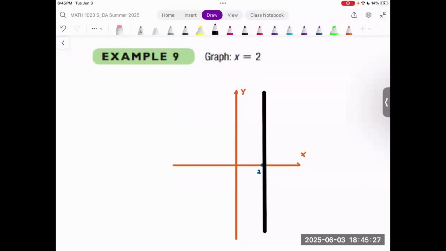That's all you need to do, right? So this is what you're looking for. This is the x equals 2 equation. We good?